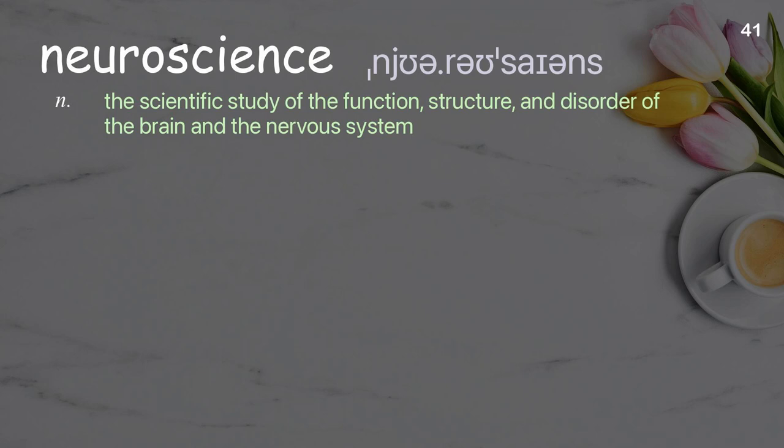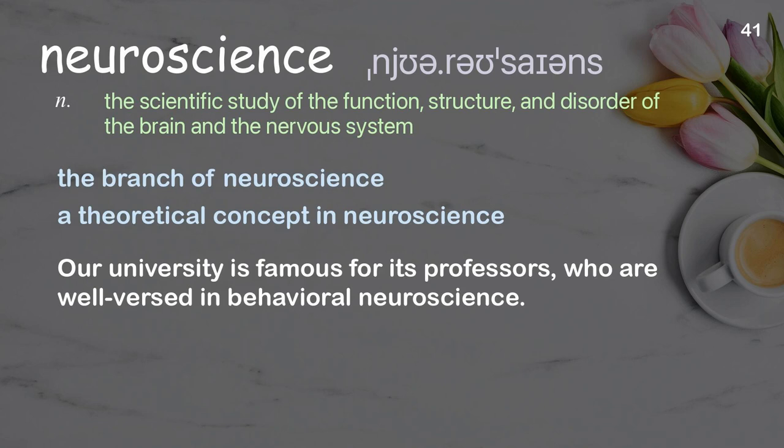Neuroscience. The scientific study of the function, structure, and disorder of the brain and the nervous system. Examples: the branch of neuroscience. A theoretical concept in neuroscience. Our university is famous for its professors who are well-versed in behavioral neuroscience.